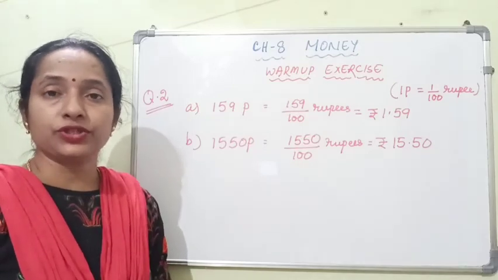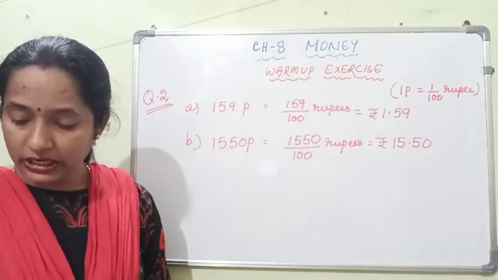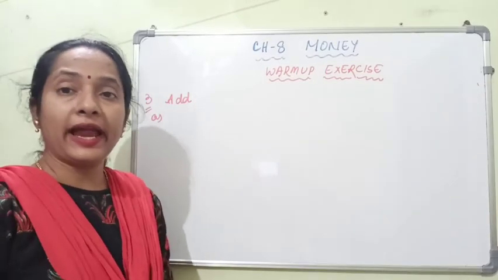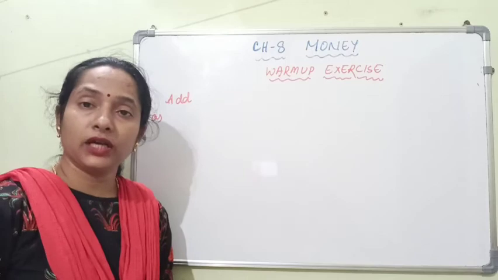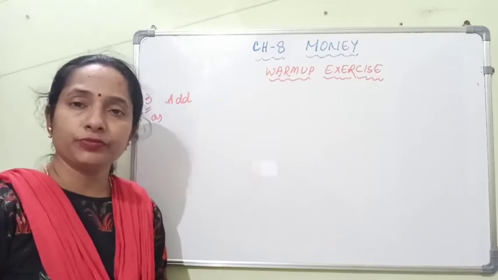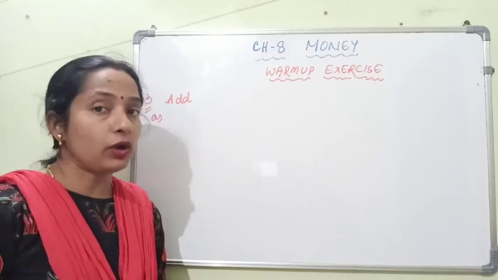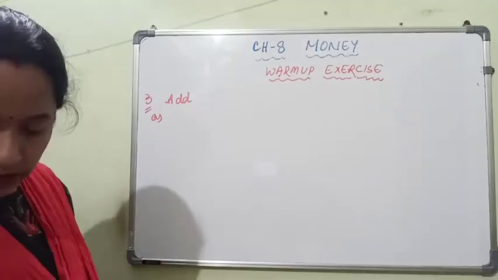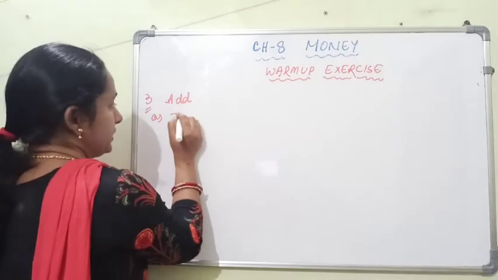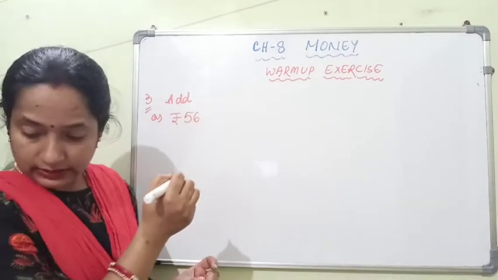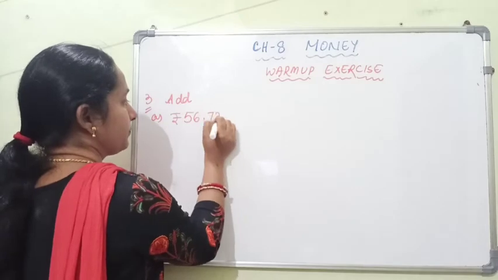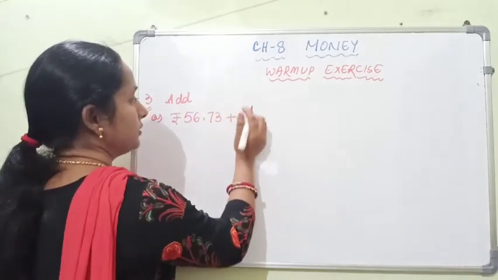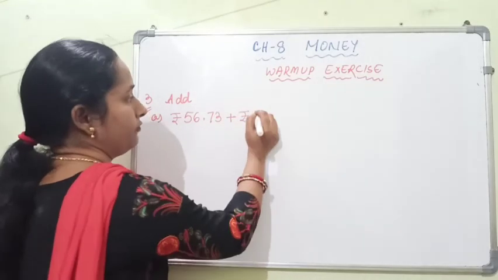The rest of the questions given are homework for you. Next you are given to add. Okay, some money is given in terms of rupees and paise, and you have to add them. So what will you do? Here the first one I am doing for you: you are given rupees 56.73 plus 169 rupees. Don't forget to write the rupee symbol.